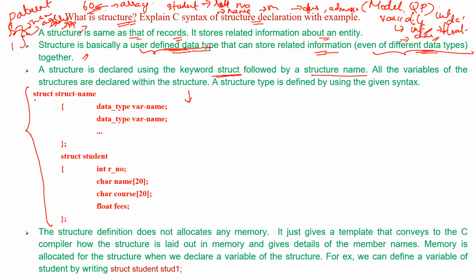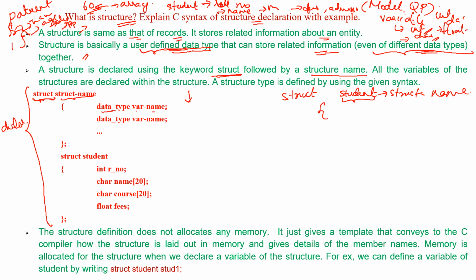So this is your declaration. How will you declare? First you have the keyword struct followed by the structure name. All the variables of the structure are declared within the structure. For example, I am writing struct, which is your keyword, and let me take the example of student itself. So struct student, where student is your structure name, then open the curly braces.